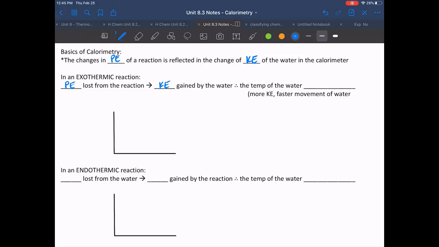So if we're gaining energy in the water, the temperature of the water increases because of the faster movement of the molecules. Should say molecules there.